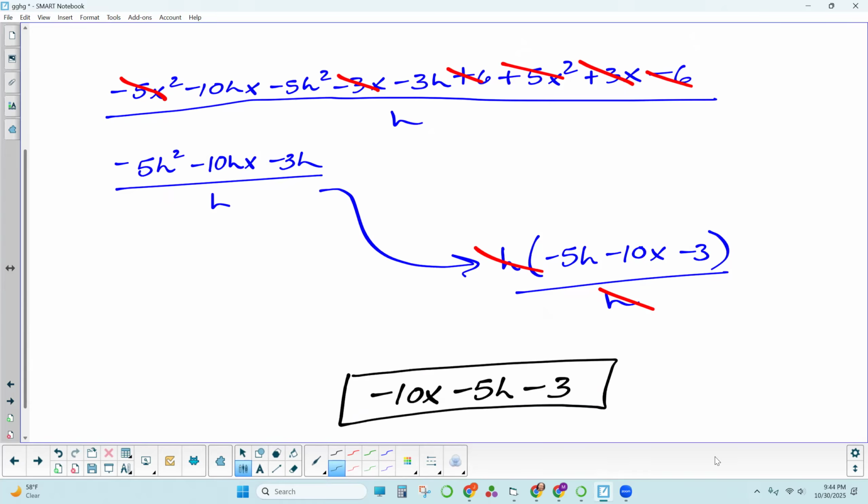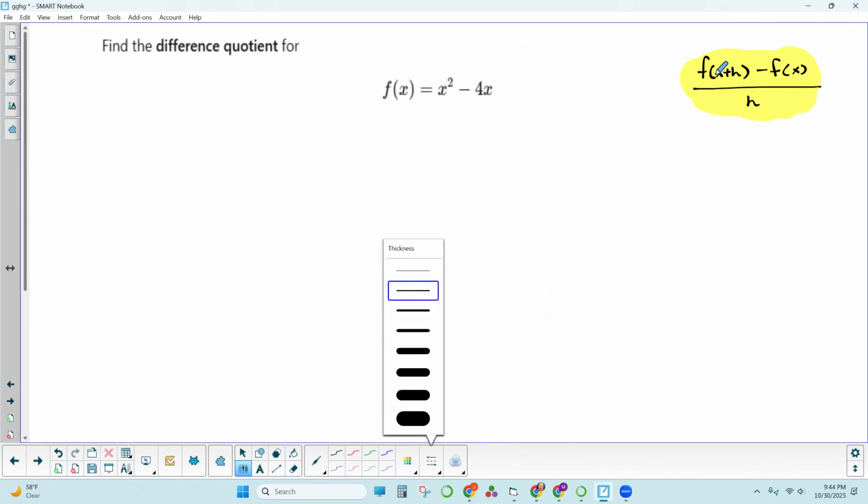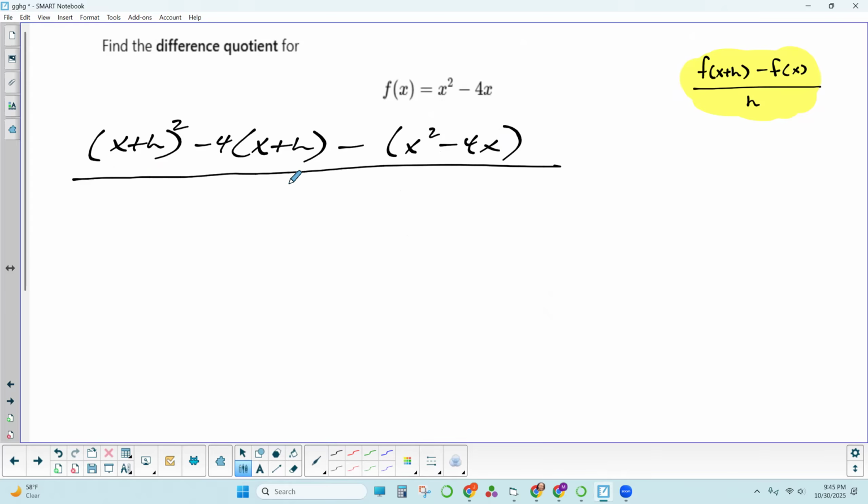Let's do one more. On this one it says find the difference quotient for f of x equals x squared minus 4x. Again, I've got the difference quotient in the top right-hand corner, so let's get started. I'm going to plug in f of x plus h, so I'm going to put x plus h in for all my x's. That's f of x plus h. I'm going to subtract f of x, and I'm going to divide by h.